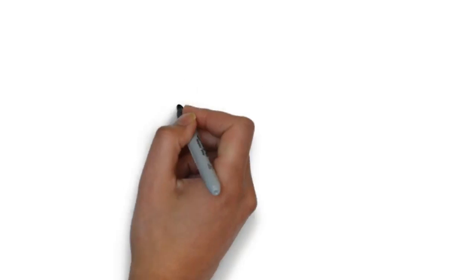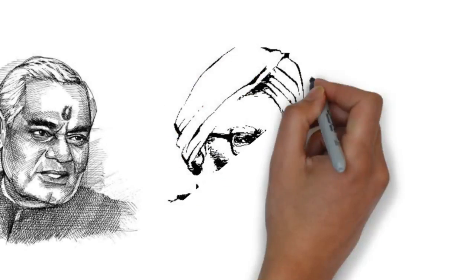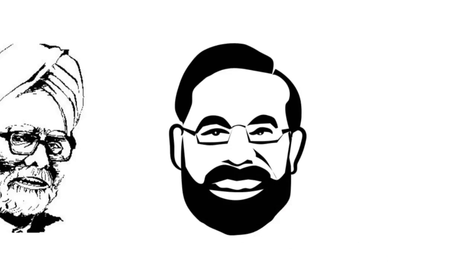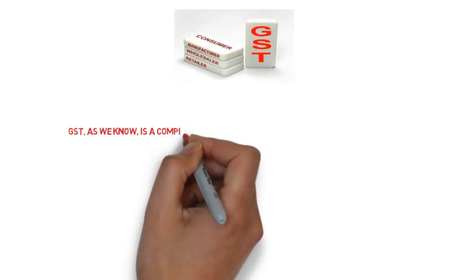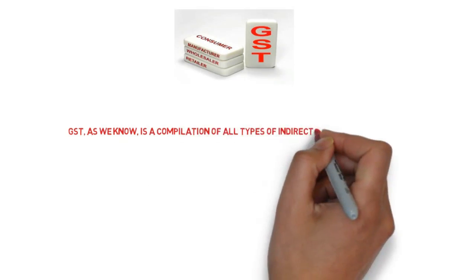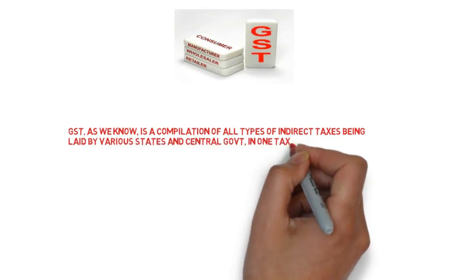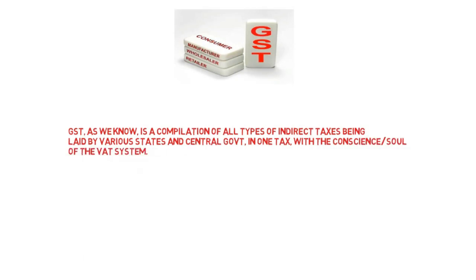So what is GST? Goods and Services Tax initially began as an idea of the Vajpayee government, went on to make its way through both terms of the Manmohan government, and finally got its full structure built up and final completion under 3 years of Modi government. GST, as we all know, is a compilation of all types of indirect taxes being levied by various states and the central government into one tax. It is basically having the soul of the previous VAT system.